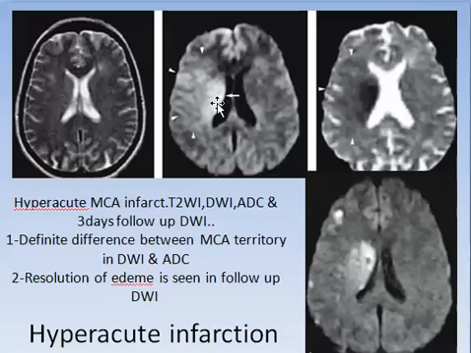By diffusion weighted images you are able to see both because of the edema, while in the ADC map you are able to see the core. This is a follow-up diffusion showing the area of irreversible damage or the infarct and the resolution of the edema surrounding. This edema is no longer there.